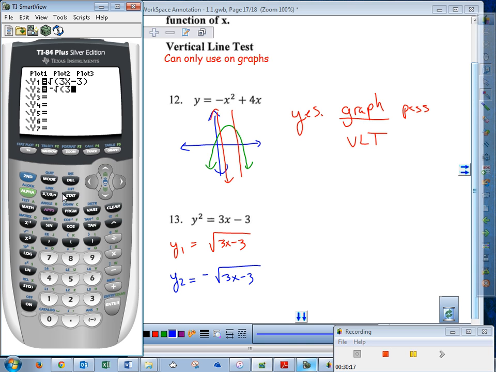And you may have already hit graph, but I want to show you something. Kind of watch mine if you've already hit graph. When I hit graph, since there's two different equations graphed there, it will graph the first one first, and then you'll see the second one start. Okay? So watch. See the first one? Boom. Half a parabola. Boom. The second one started. It was the other half of the parabola right there.